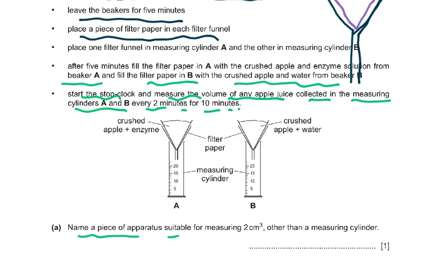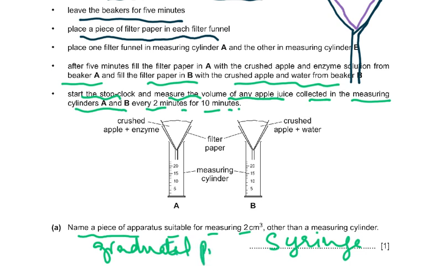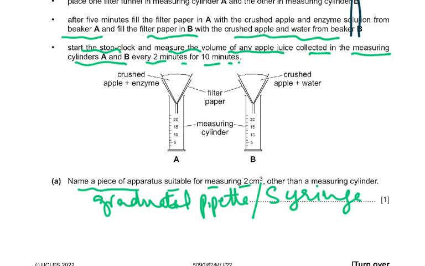Name a piece of apparatus suitable for measuring 2 cm cube other than a measuring cylinder. Well, you could use a syringe, or you could use a graduated pipette. I hope you've seen all these things. So a graduated pipette or a syringe, you could have used any of these.